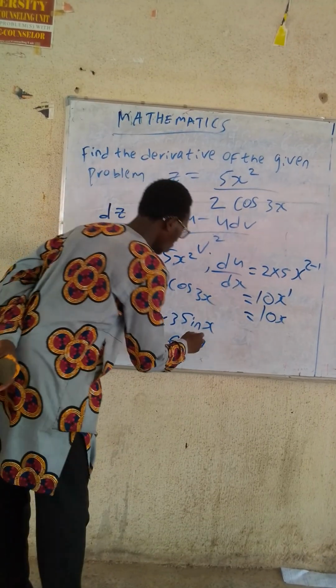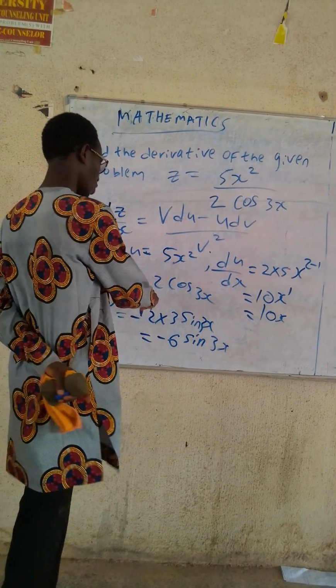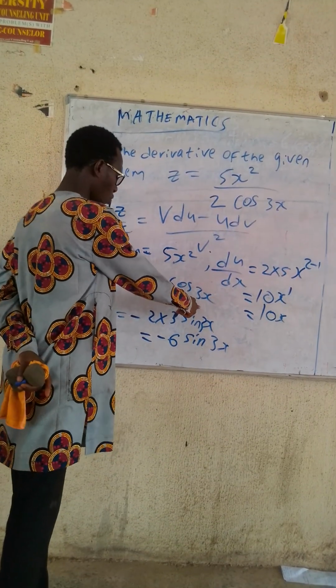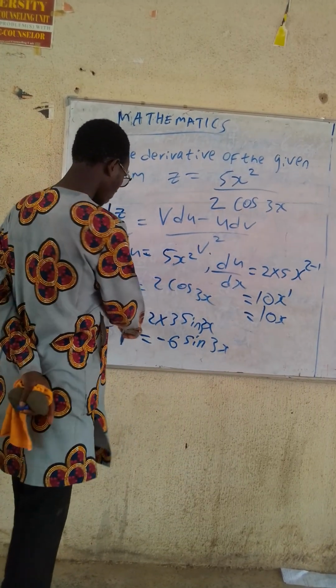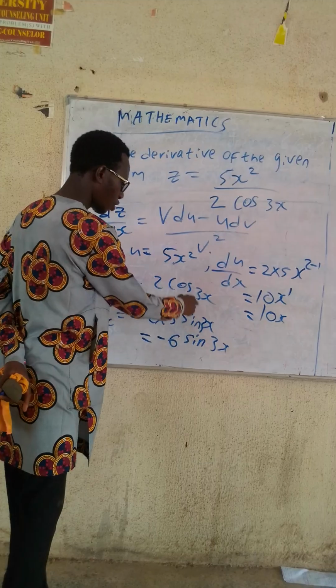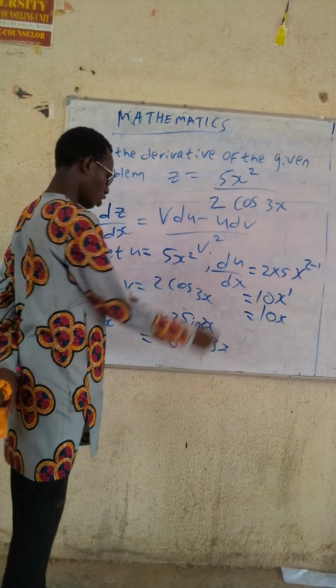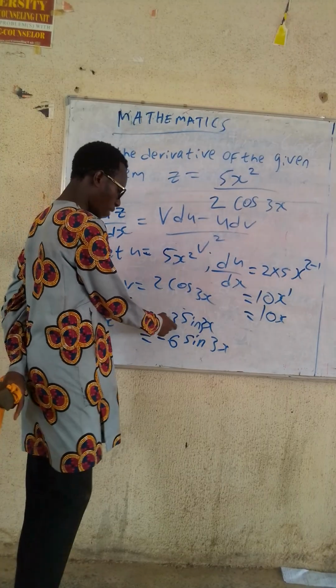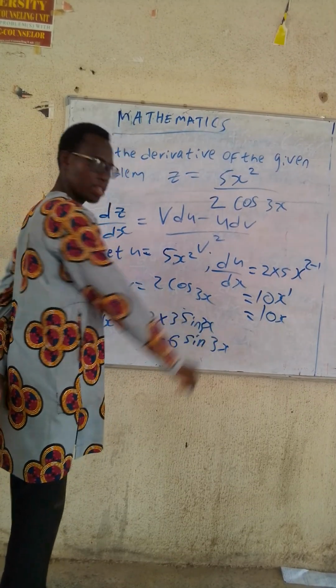Minus 6 sin 3x. So the way we derive this one, we said the derivative of cos theta is minus sin theta. We have 3x here, that's why we wrote it here. And we have 2 multiplied by 3. So we have minus 2 multiplied by 3, which is minus 6, then sin 3x here.